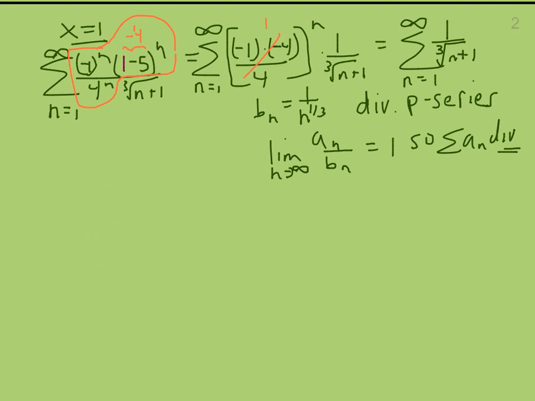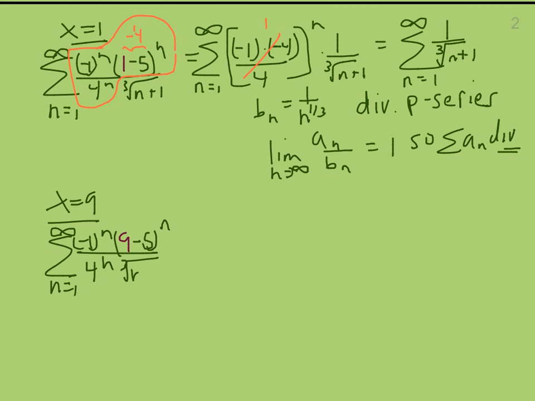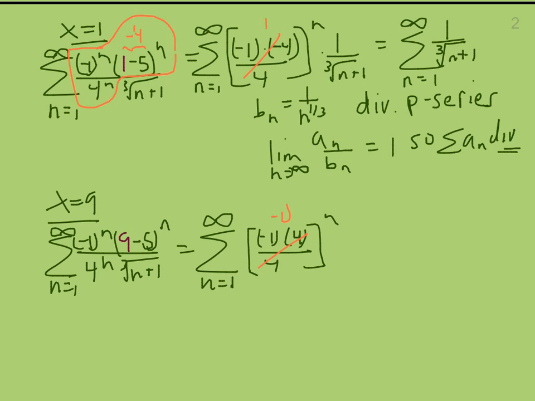The other endpoint, x equals 9, n equals 1 to infinity, still alternating, negative 1 to the n, and now 9 minus 5 to the n, all over 4 to the n, and the cube root of n plus 1, gives a negative 1, this time times a 4, all over a 4, whole thing to the nth power, and we end up with the alternating sign this time, still with 1 over the cube root of n plus 1 also in there. And so this simplifies then to be the alternating series.